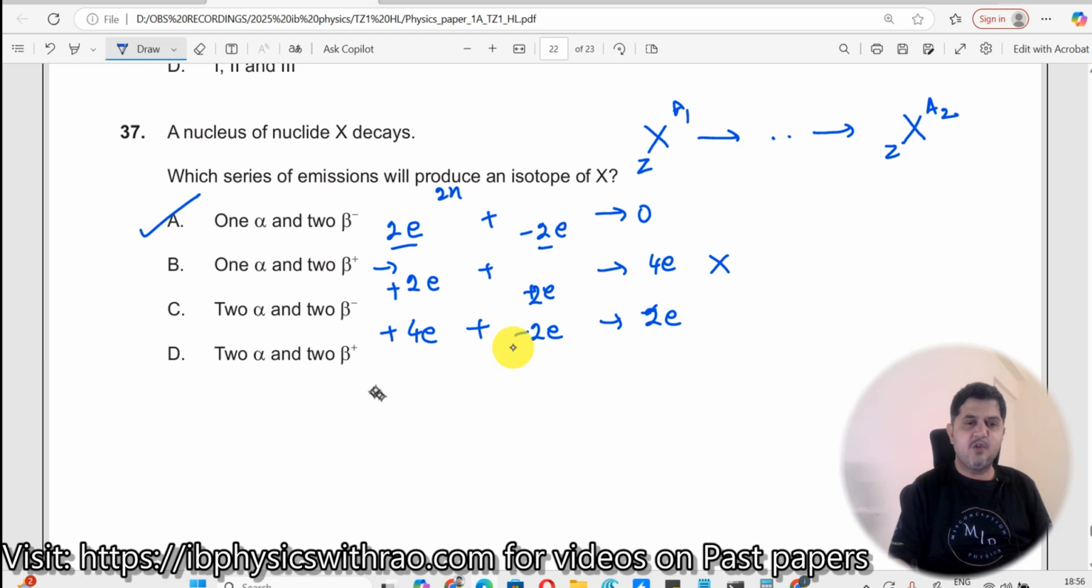And 2 alpha and 2 beta plus. Here definitely this is not possible because it will be 4e plus 2e. This will be 6e over here. All these are incorrect. Only this is the correct one.